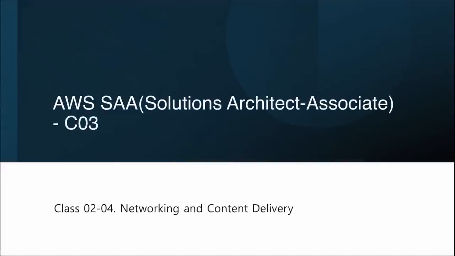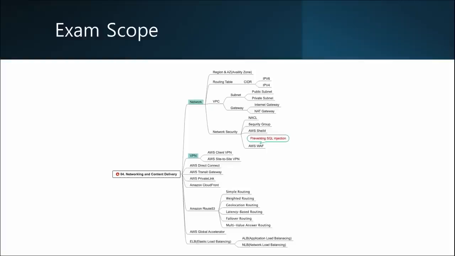Let's start preparing for the AWS Solutions Architect Associate C03 certification. Today, in the 7th lecture, we will cover the 4th service topic, networking and content delivery. This is a topic map for networking and content delivery services.